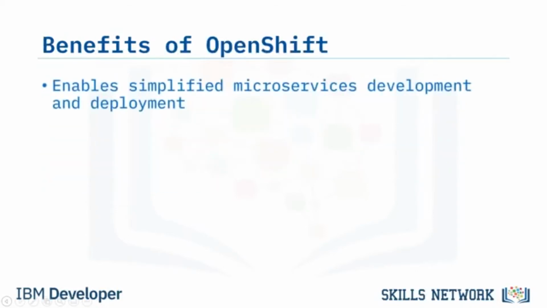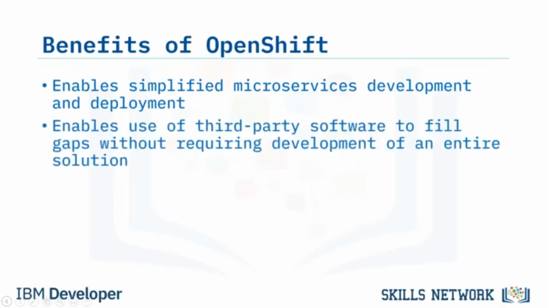Developing and deploying microservices using OpenShift is a simple and streamlined process. In addition to developing your own microservices, OpenShift enables you to supplement your solutions using third-party software. In fact, you'll likely use third-party software, including databases, logging and monitoring solutions, or any number of other options that can help make your application more robust. Third-party software can be a great way to fill gaps without having to develop entire solutions yourself.